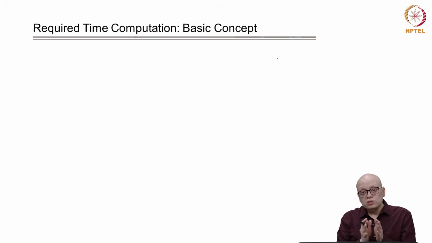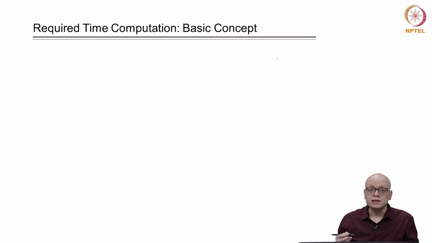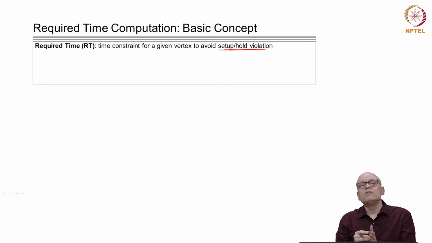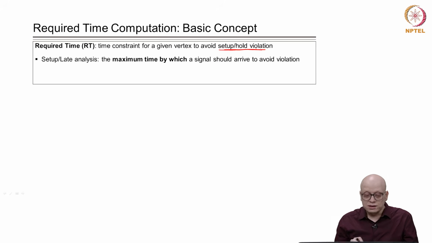Now, we know how to compute the arrival time. The other important thing that we need to consider when deciding whether the timing requirements are met is the required time. So, we need to also compute the required time in our circuit. So, what is a required time? The required time is the time constraint for a given vertex to avoid setup and hold violations. The required time will be different for the setup analysis and for the hold analysis. Let us look into how the required time differs in different analyses.